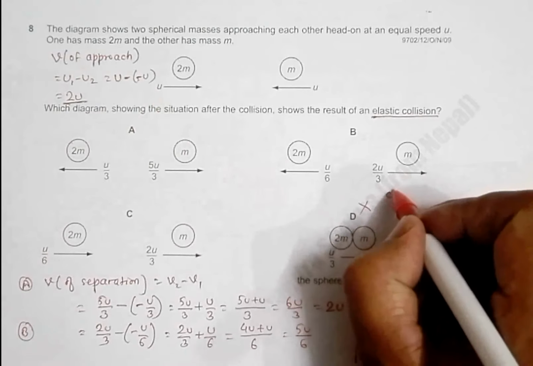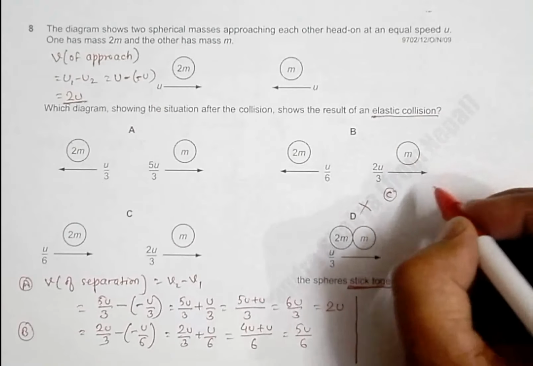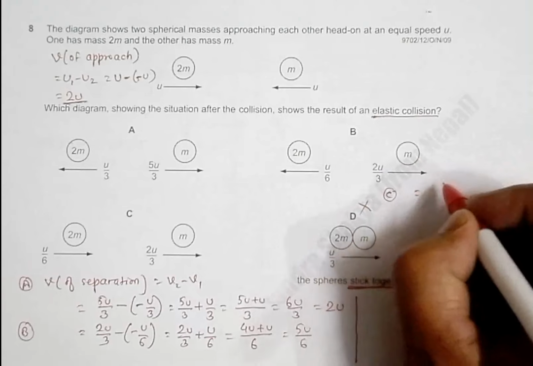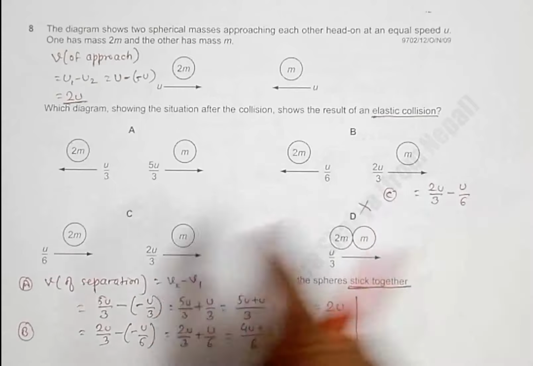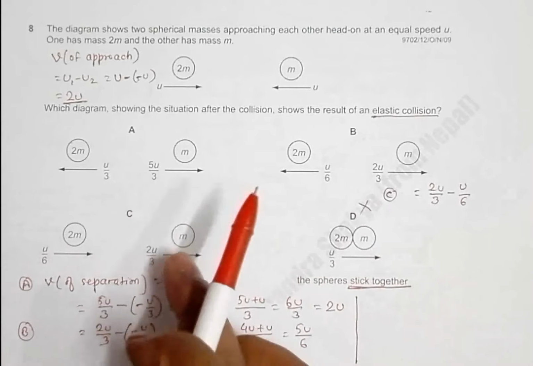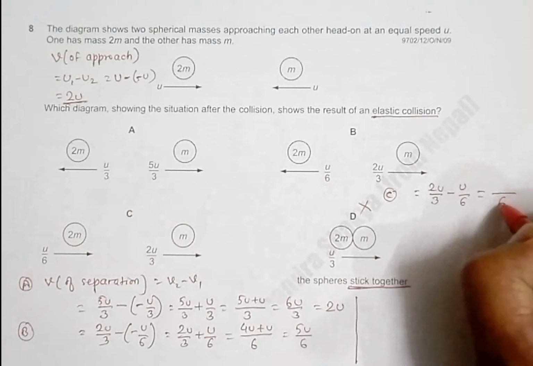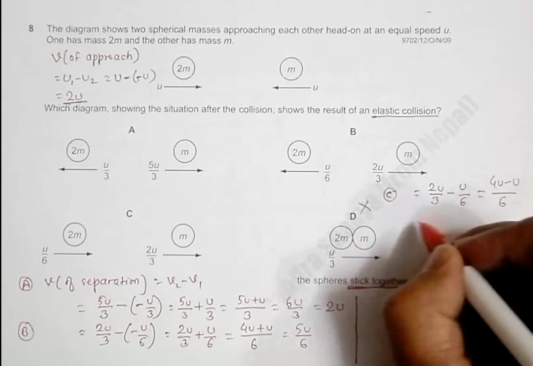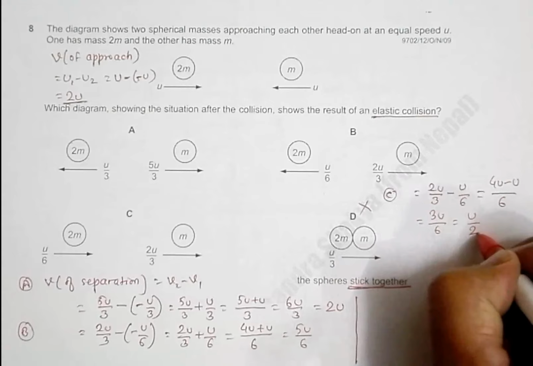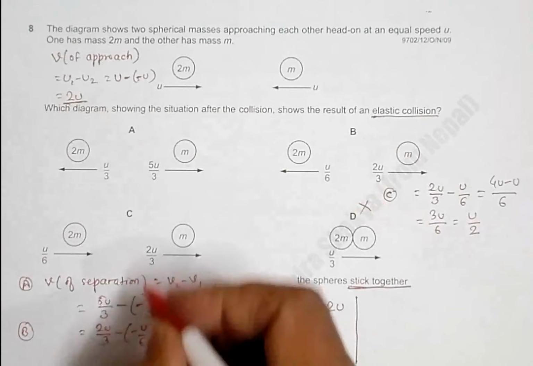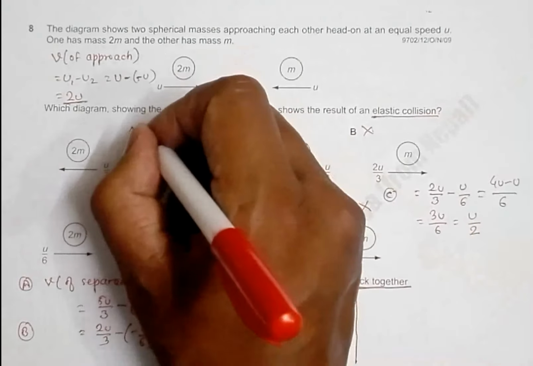Now for choice C, v2 minus v1 is 2u by 3 minus simply u by 6, since both are going in the same direction. That equals 4u minus u over 6, which is 3u by 6, equal to u by 2. Here we need 2u but get u by 2, so this is not correct, this is also not correct, and choice A is the correct choice.